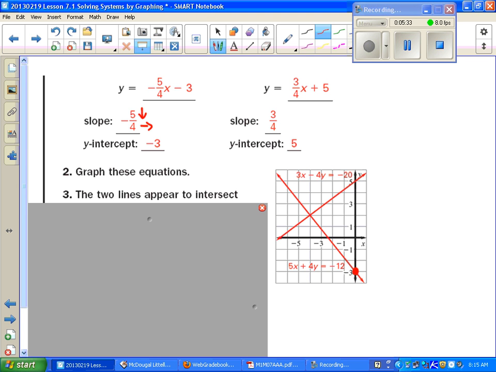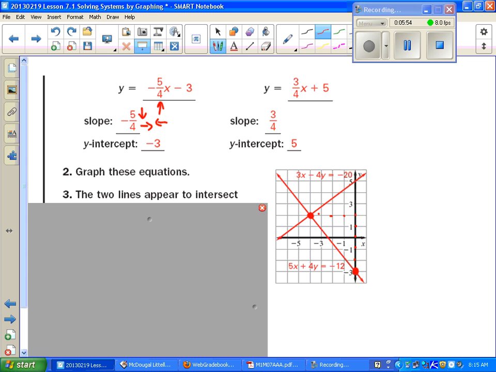You can do the reverse of that and go up 5 and to the left 4 times. So up 5 and to the left 4 times. Up 1, 2, 3, 4, 5, and to the left 1, 2, 3, 4. There's your second point, and that's how you can draw a straight line through that first equation.